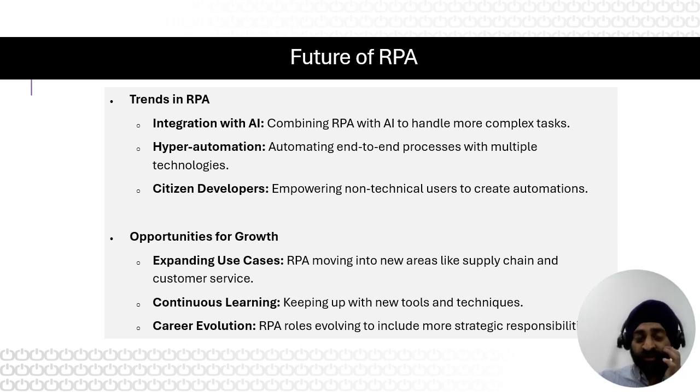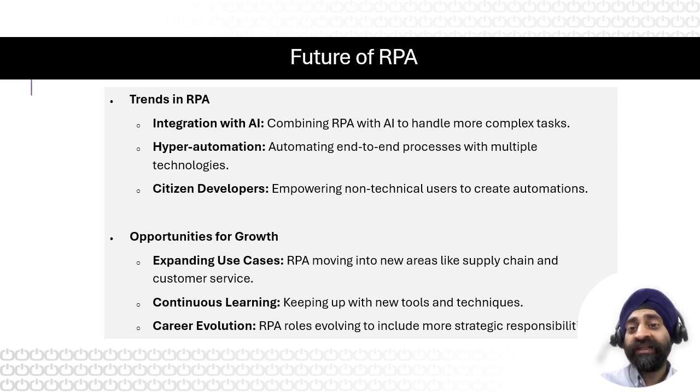The career evolution. So initially, RPA jobs focused on developing and deploying bots. However, now as organizations are getting matured in the automation journey, these roles are expanding to include strategic responsibilities such as process analysis, automation governance, innovation leadership. So this evolution offers new career paths for those interested in RPA.